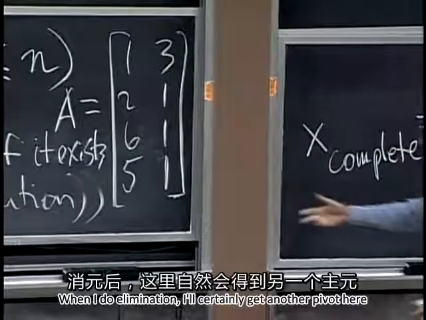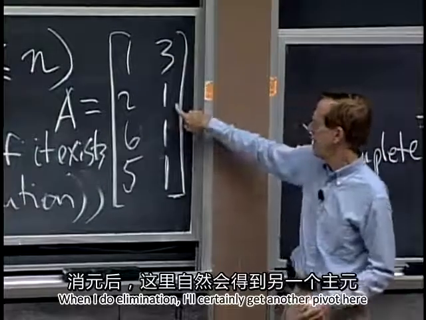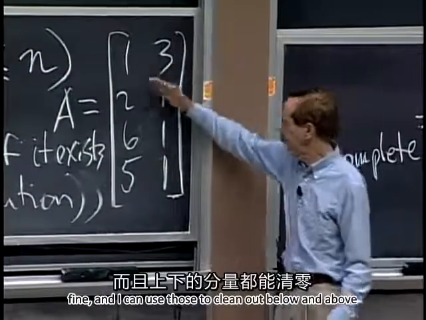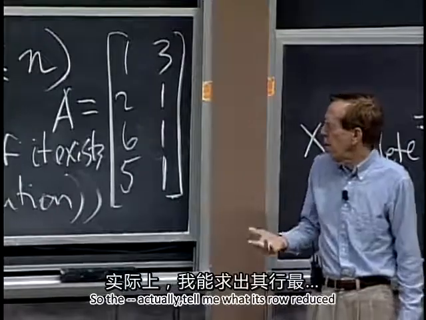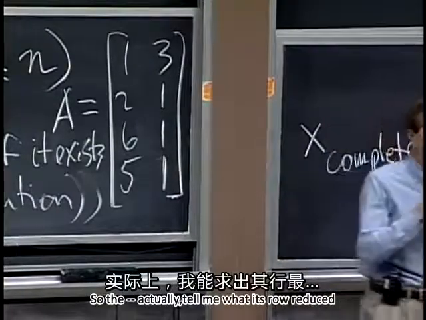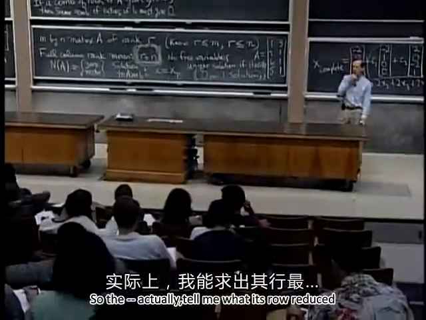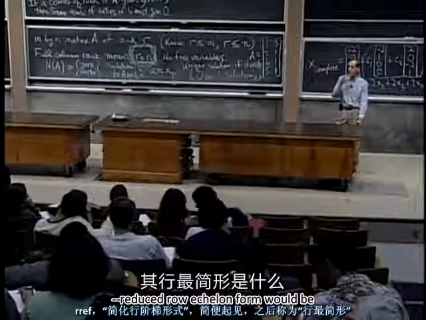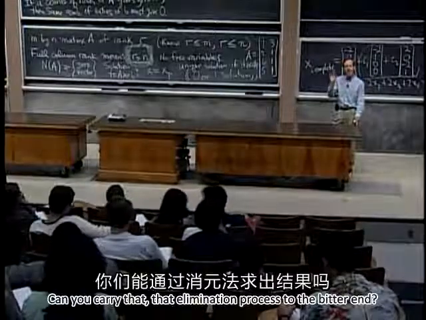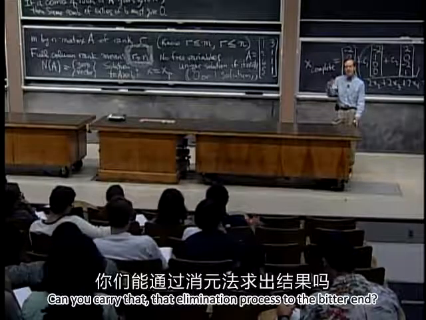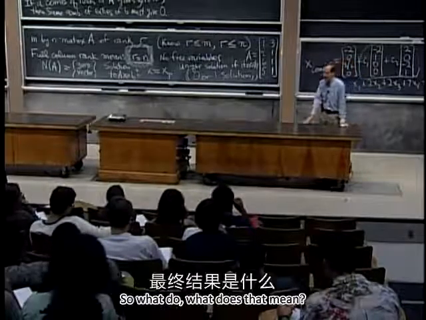When I do elimination, I'll certainly get another pivot here, and I can use those to clean out below and above. So actually, tell me what its row reduced echelon form would be. Can you carry that elimination process to the bitter end?